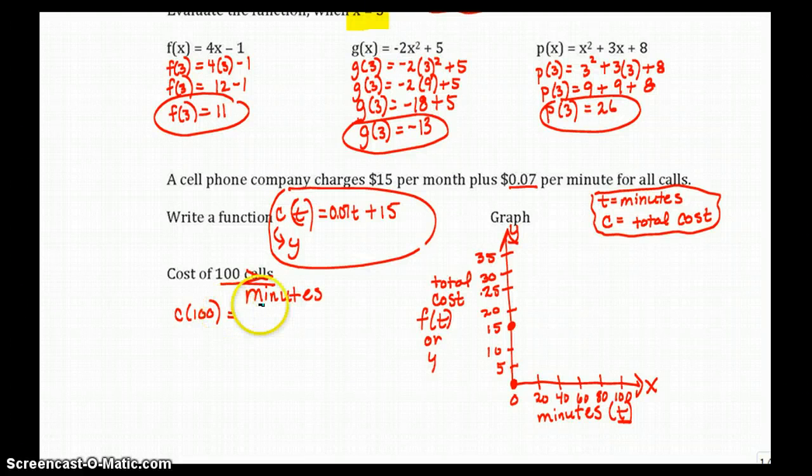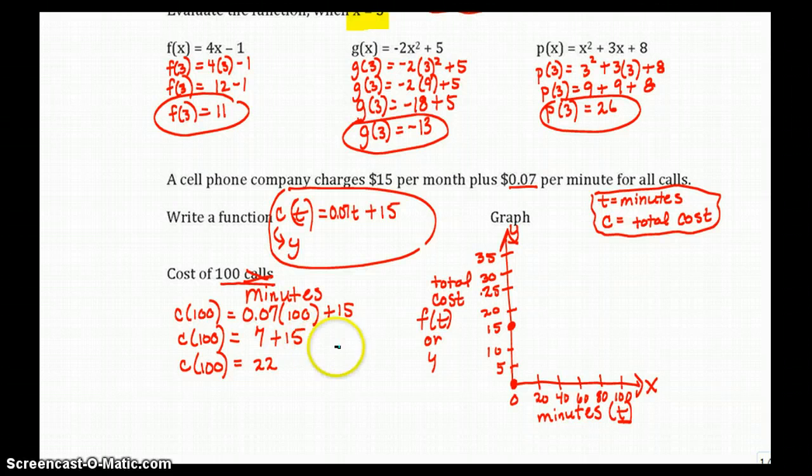And that equals 7 hundredths, or 7 cents, times 100 minutes plus 15. You don't really need a calculator because when you multiply by 100, it moves the decimal place 2 places to the right, so you end up with $7 plus $15. So C of 100 equals 15 and 7 is 22. So C of 100 is 22. And I'm just going to write this in a sentence. It costs $22 to talk for 100 minutes.